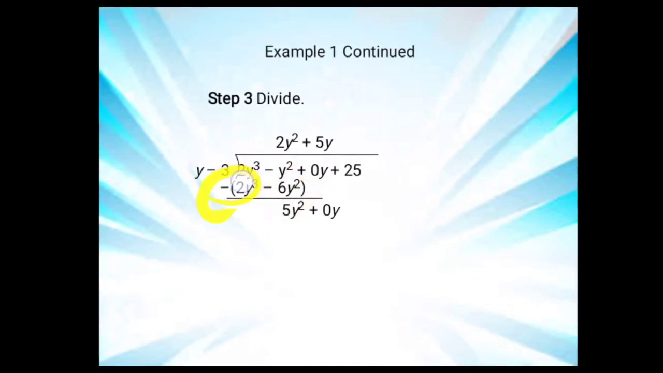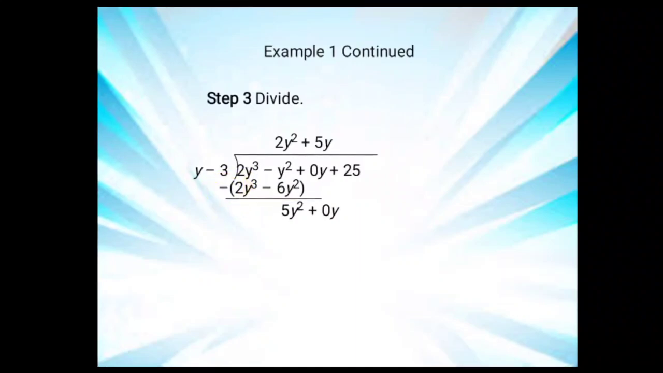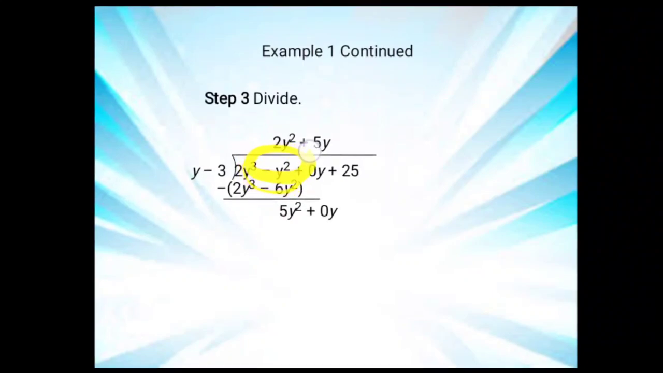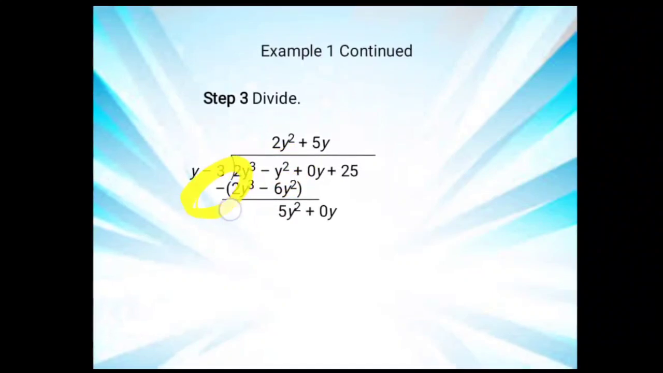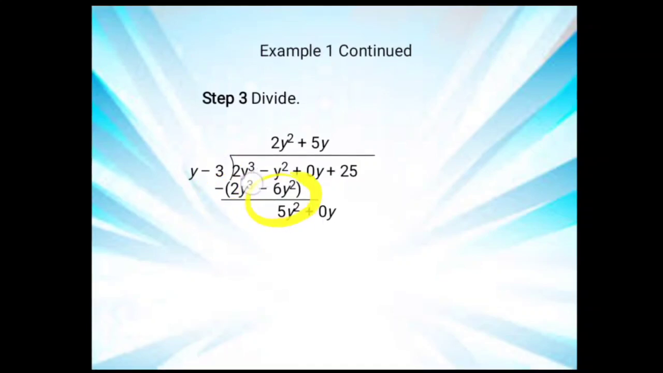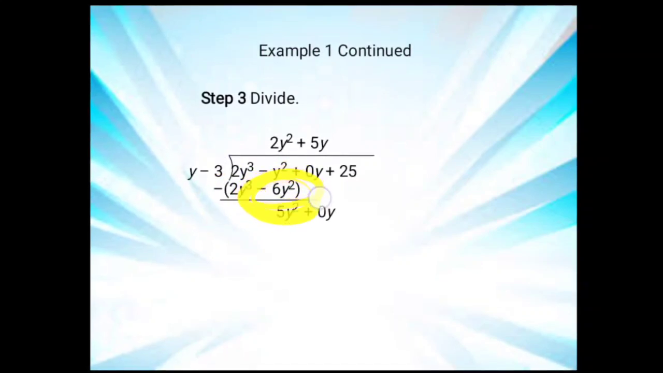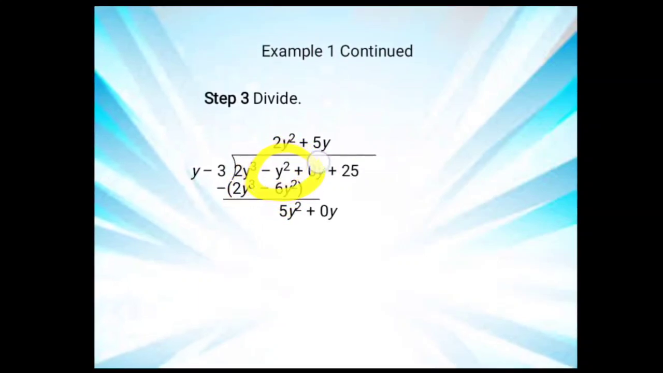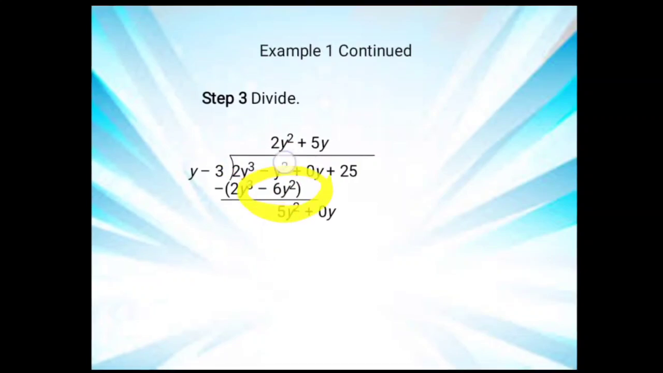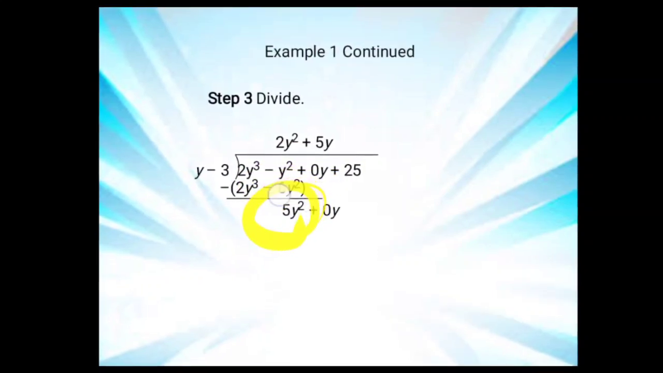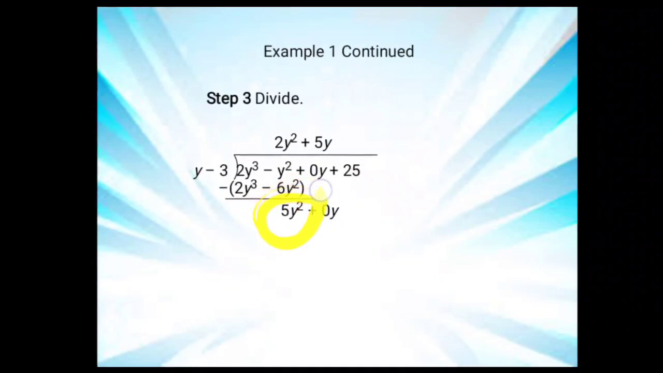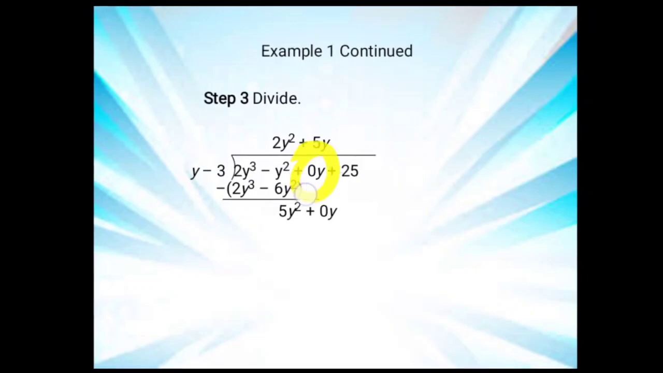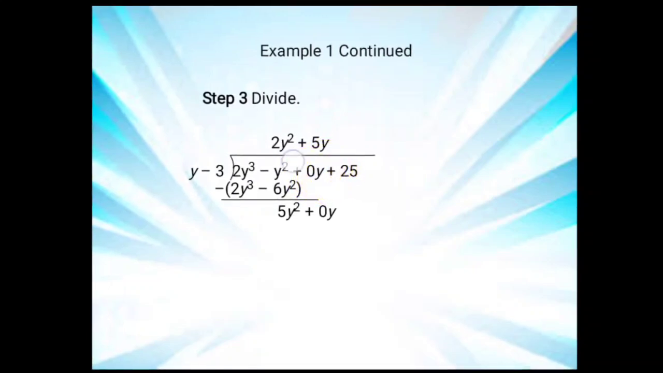Since our operation is subtraction, we will apply the rule keep, change, change. Okay? So keep, then subtraction will become addition, then negative 6y squared will become positive 6y squared, different sign, subtract. So negative y squared plus positive 6y squared, that is positive 5y squared. Okay? Then after that, same process as how we divide numbers. Let's bring down the next term, that is 0y.